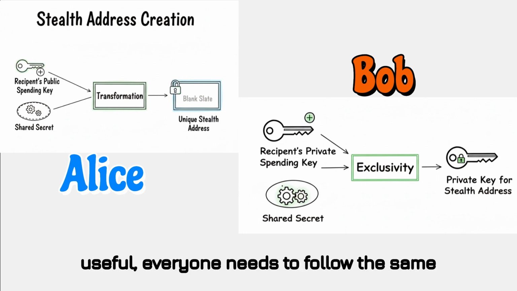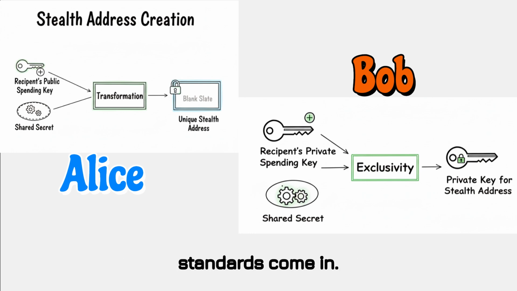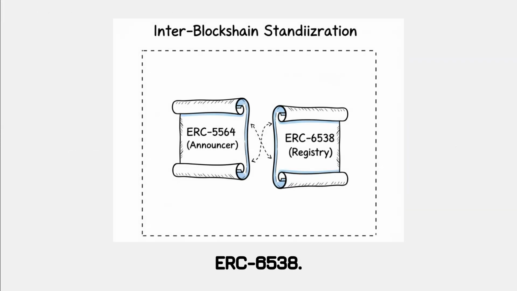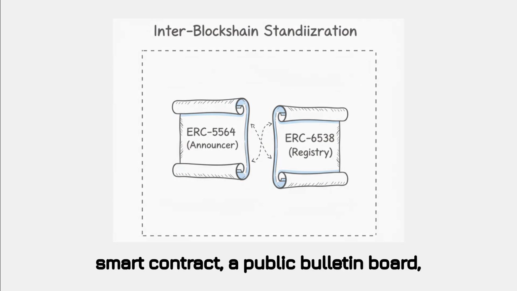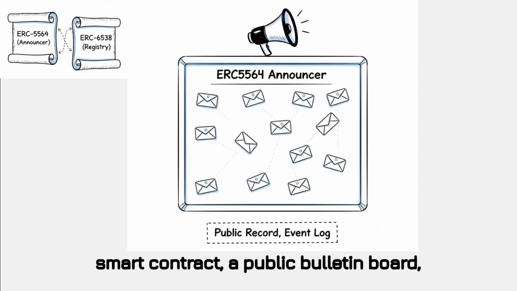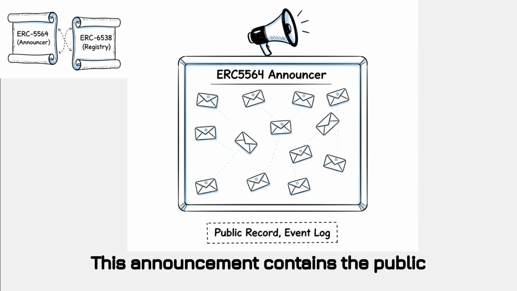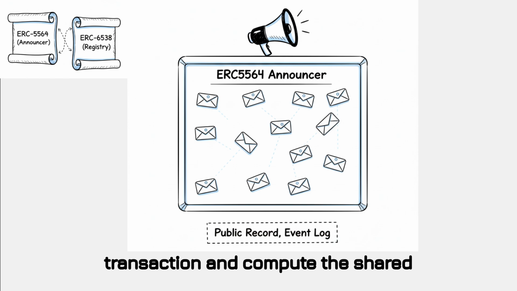For this to be useful, everyone needs to follow the same rules. That's where two Ethereum standards come in: ERC 5564 and ERC 6538. ERC 5564 is the messenger. It creates a single, on-chain smart contract, a public bulletin board, where senders post an announcement event. This announcement contains the public data Bob's wallet needs to find the transaction and compute the shared secret.